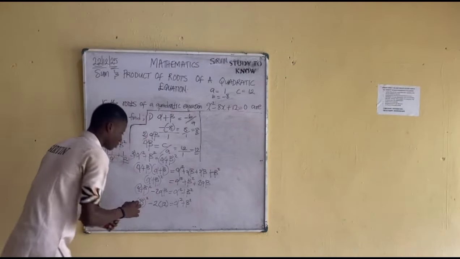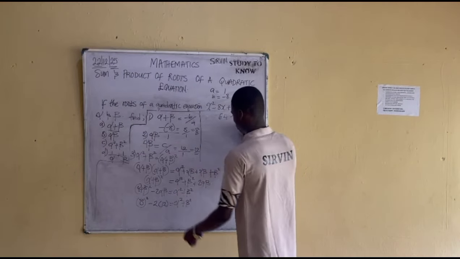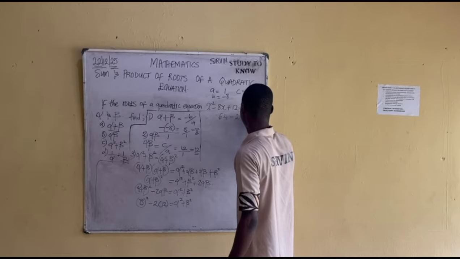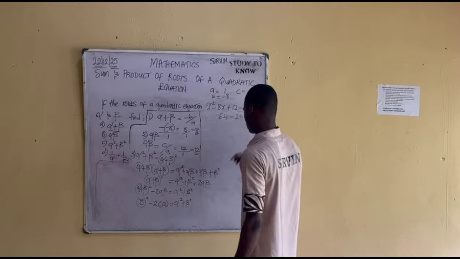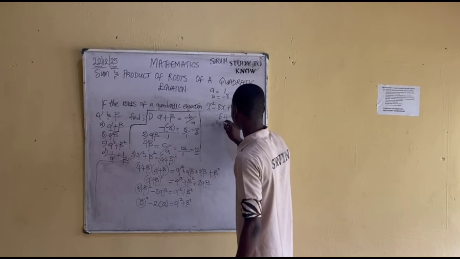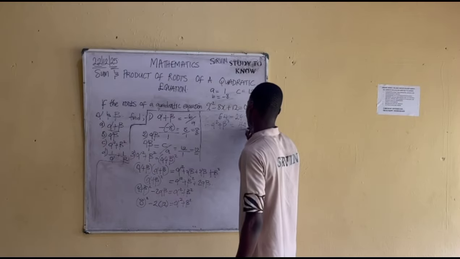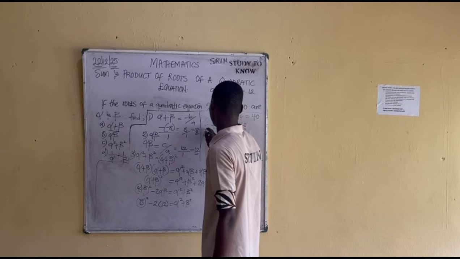So 8 raised to the power of 2, minus 2 times 12, is what? 24, right? Which is equal to what? 40. So therefore, my alpha squared plus beta squared is equal to 40. Then the last one, D.